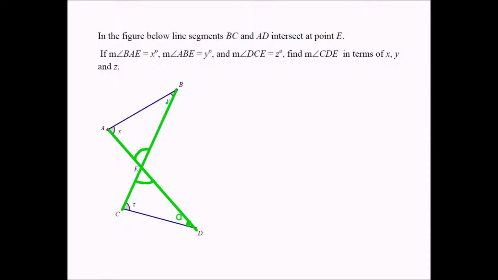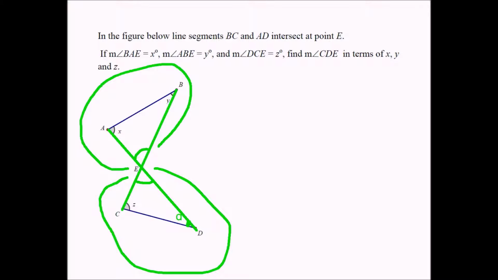These three angles add up to 180, and the other triangle CDE also has these three angles, Z, D, and this angle. These three angles also add up to 180. So look at this triangle. The three angles of this triangle add up to 180. The three angles of this triangle add up to 180. And if these two angles are the same, I can conclude the following. D plus Z is equal to X plus Y.